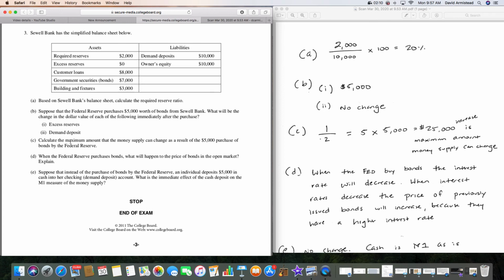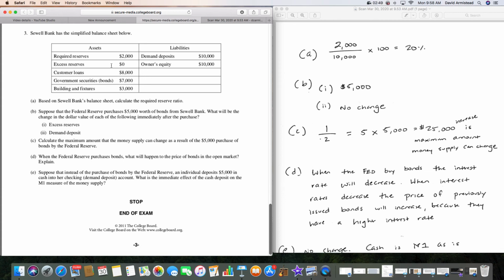C says calculate the maximum amount the money supply can change as a result of the $5,000 purchase of bonds by the Fed. So in other words, now this bank has $5,000 in excess reserves. They can loan all that out. This is that money multiplier. All right. So 1 over 0.2, right? That's the required reserve. 1 over the required reserve of 0.2 equals 5. 5 times 5,000 can be loaned out means that there can be a $25,000 increase is the maximum amount money supply can change. All right.